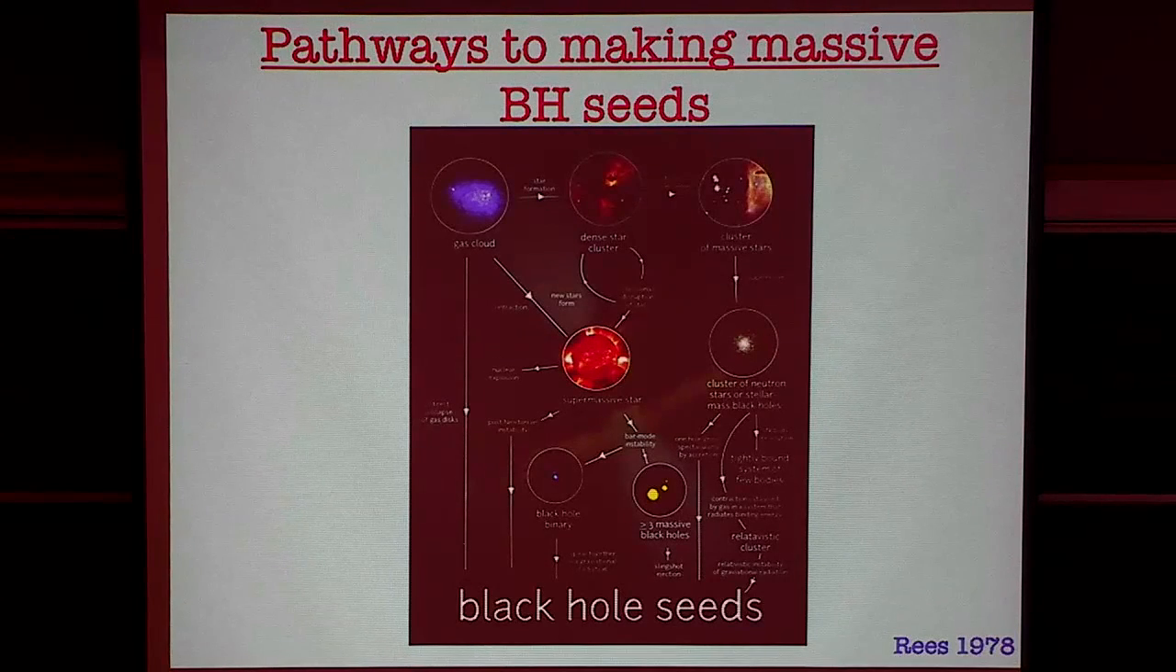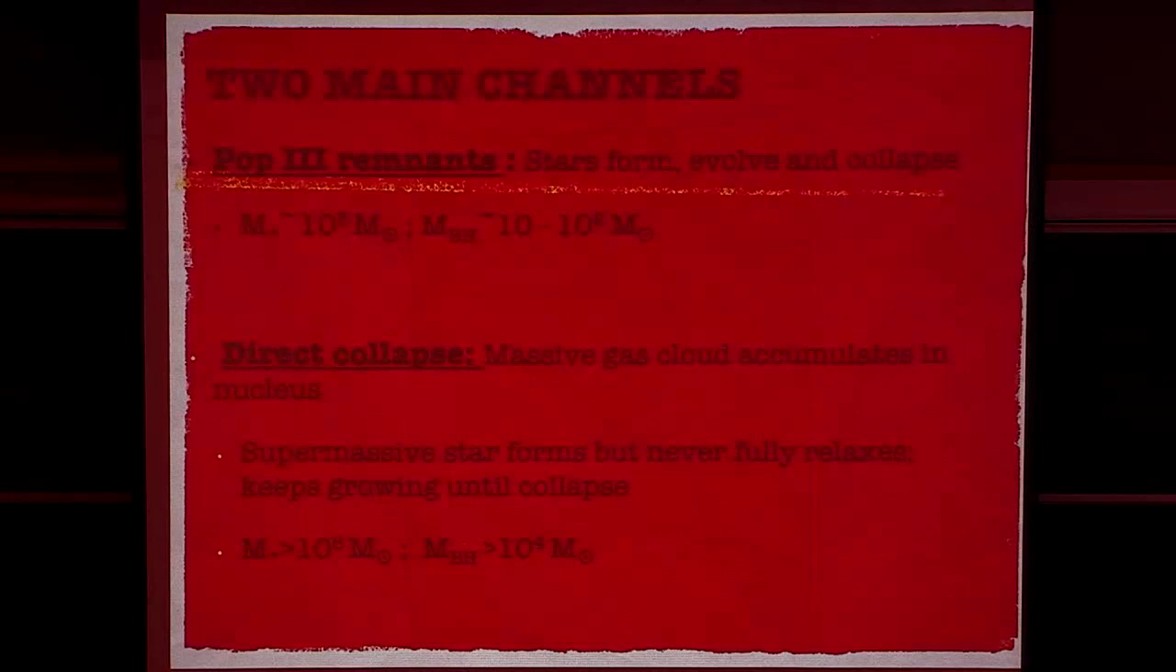But for now, let me focus on the early heuristic models, which are essentially looking at these two main channels. So you have population 3, so the light seeds are basically population 3 remnants. Basically, you form the first stars, they evolve, they collapse, and the first star originally was believed to be quite massive, it could go up to 1,000. That's been revised down, as I'll show you in a minute. And you could end up with a remnant that's between 10 to 100 solar masses. And then these seeds are plunked in very gas-rich environments.